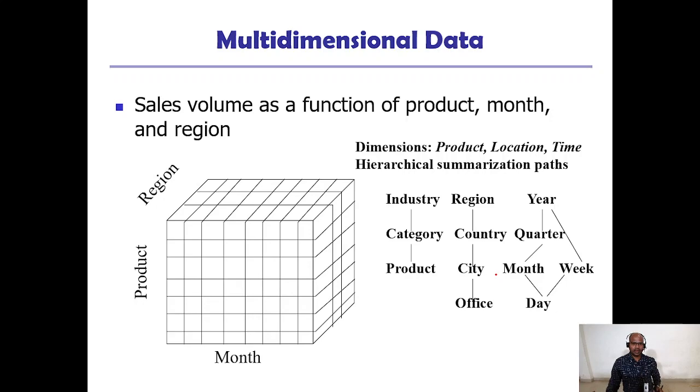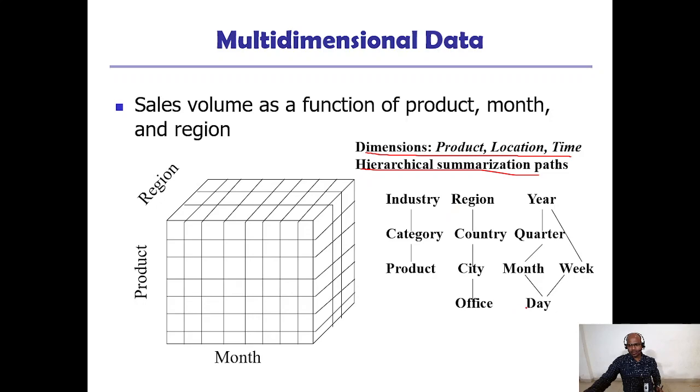So this is a multidimensional data cube, and these are the different dimensions: product, location, and time. And we have several hierarchies, like product and the product category, and which industry that product comes from. Suppose for example, an office belongs to which city, belongs to which state, belongs to which country, and this country belongs to which continent.